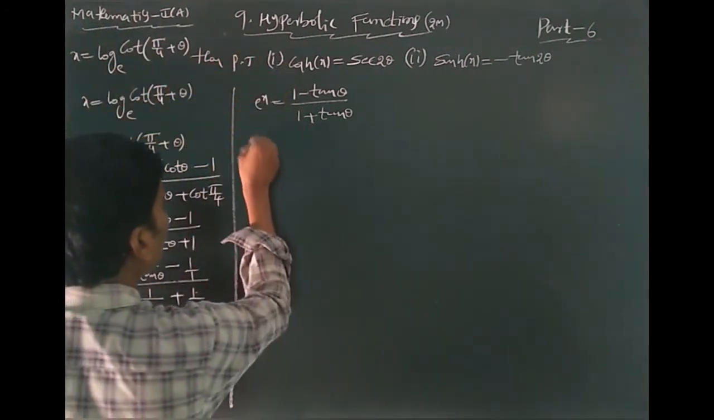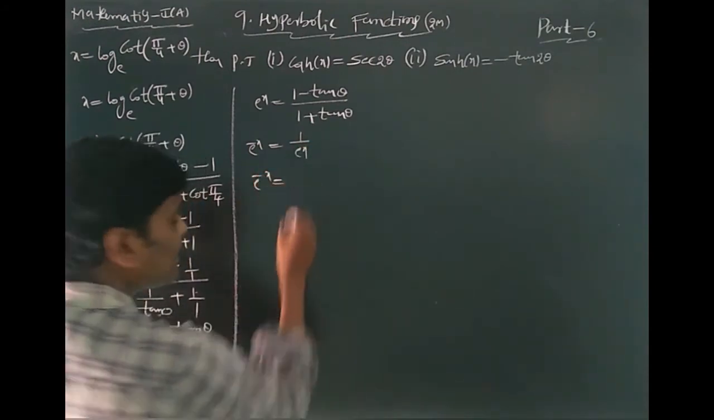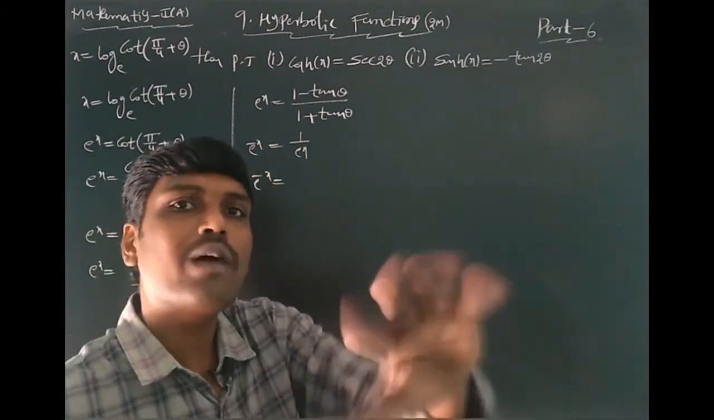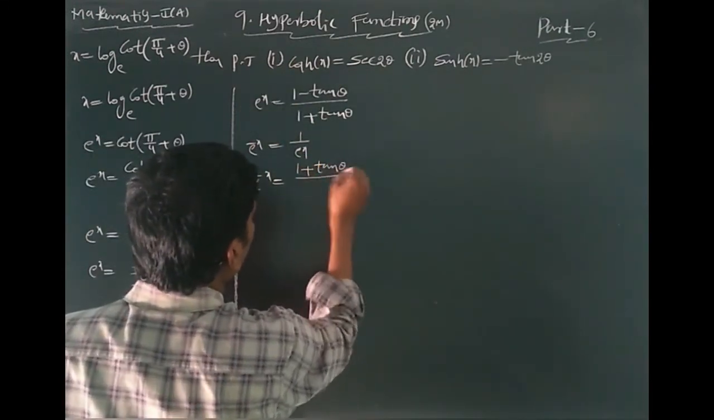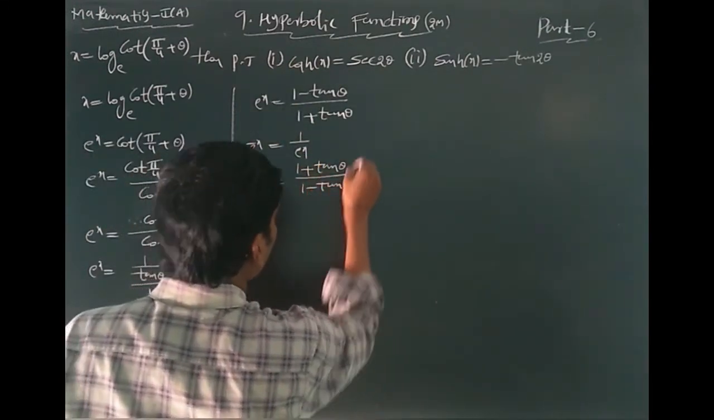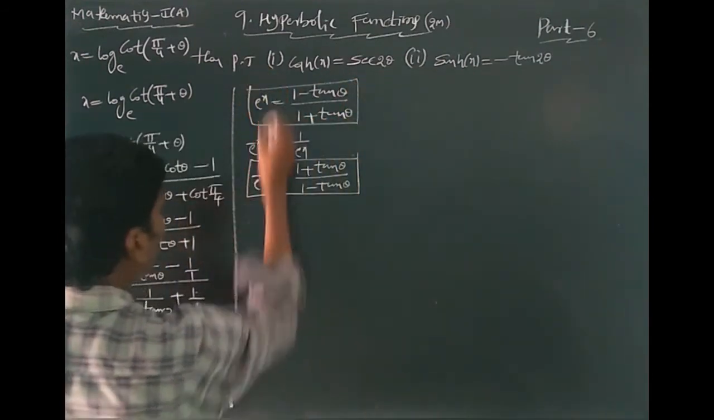Similarly, e power minus x is equal to 1 by e power x. 1 by e power x is nothing but the reciprocal of numerator and denominator. That's why you can write 1 plus tan theta by 1 minus tan theta. This is the e power minus x value. This one is the e power x value.